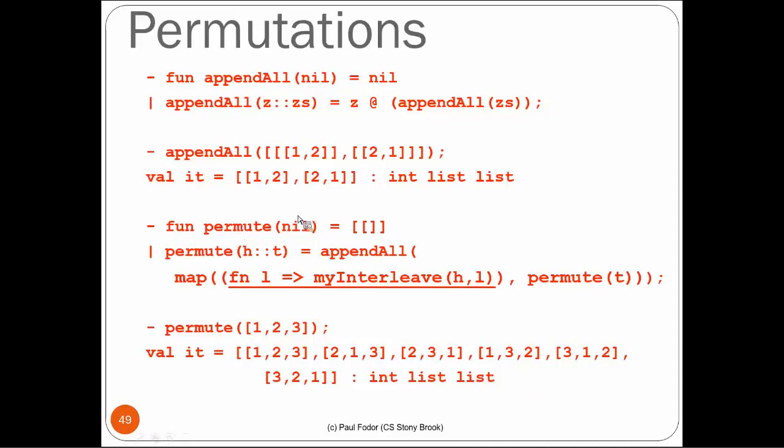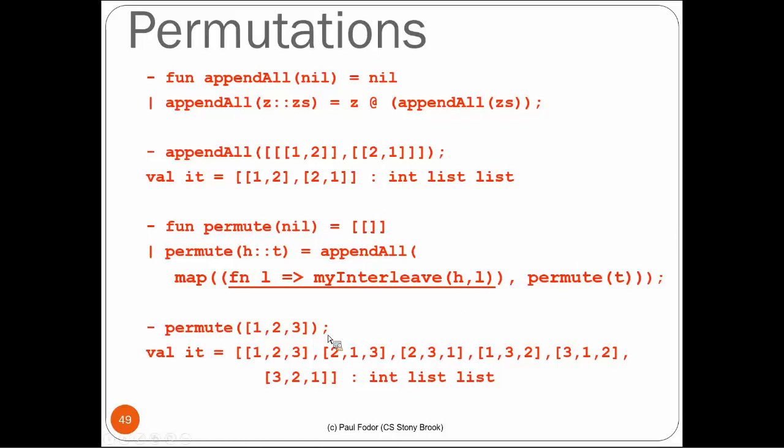As I said earlier, we can compute it recursively. First, we need a base case. All the possible permutations of the empty list is just the empty list. Basically, we return a list that contains the empty list. Otherwise, we define this function with patterns. Permuting a list that contains at least one element, we'll call the function append all, which appends all the results returned by the inner function map, which basically returns a list of lists. The function map applies an anonymous function, which for every possible permutation of the tail T, calls my interleave of H and that list.